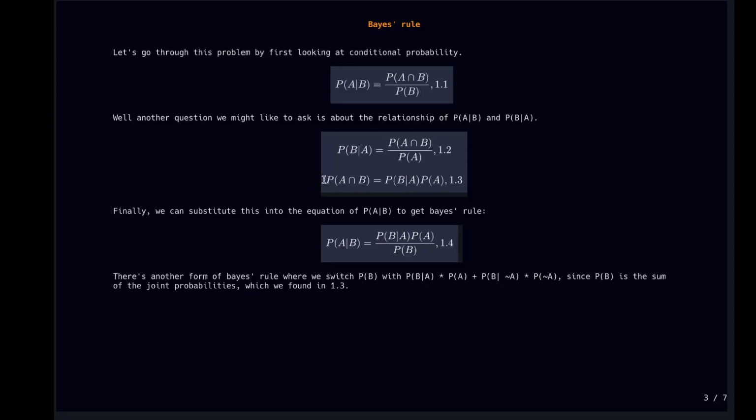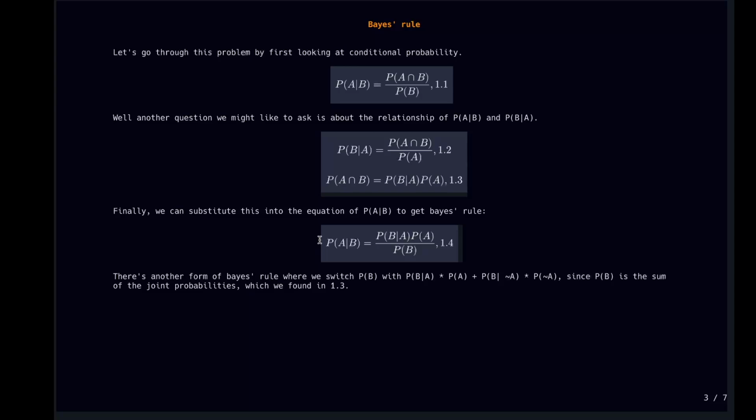Since we have this, we can substitute it into our first equation, the probability of A given B, and we get this: the probability of A given B is equal to the probability of B given A times the probability of A, divided by the probability of B. And this is Bayes' rule, or Bayes' theorem.